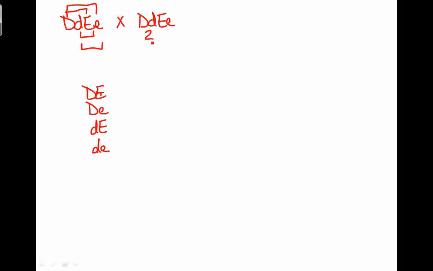As far as the E goes, there's two different E's as well. So we want to assign that a value of 2. Then it's just a matter of multiplying 2 times 2. We do get 4. And that tells us that from this parent, we should have 4 gametes possible if we do go and truly list all of them out.